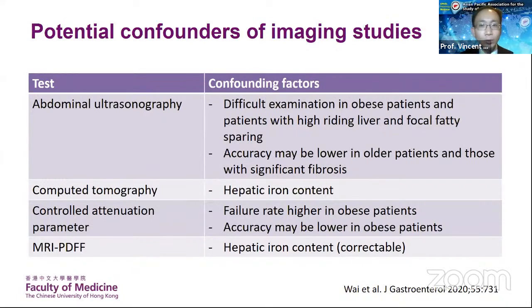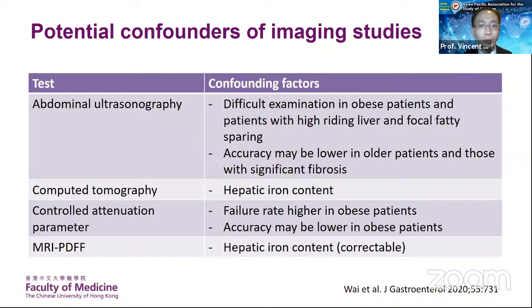Similar to blood steatosis scores, imaging techniques also have their own confounding factors. Abdominal ultrasonography may be difficult to perform in obese patients and those with high riding liver. Focal fatty sparing is common in NAFLD patients and can result in inaccurate assessment of hepatic steatosis and difficulties in distinguishing it from malignant tumors.